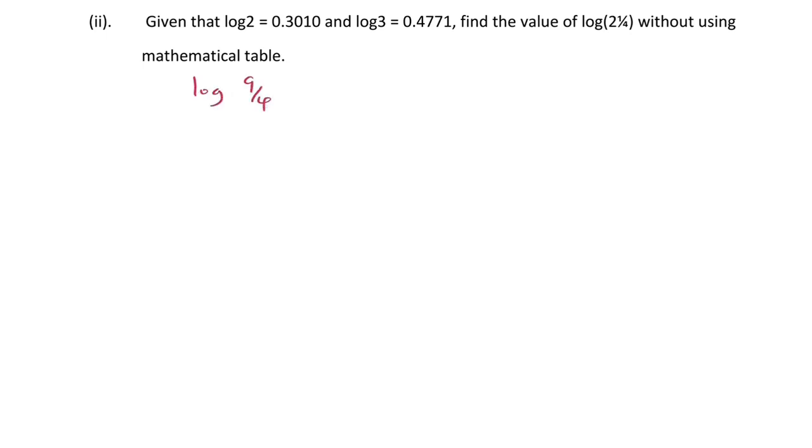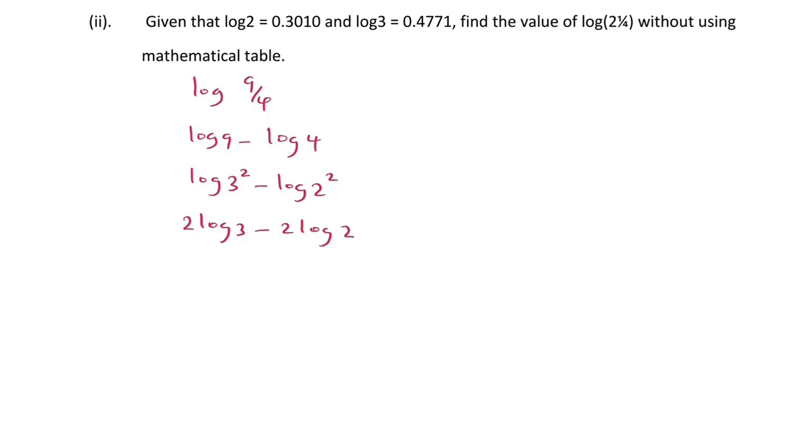Then we are going to apply the quotient rule of logarithm. Then we are going to have log 9 minus log 4. Then next, let us express these two numbers 9 and 4 in exponential form. Our expression is going to be log 3 squared minus log 2 squared. Okay, so now let us apply the exponential rule of logarithm. We are going to have 2 log 3 minus 2 log 2.